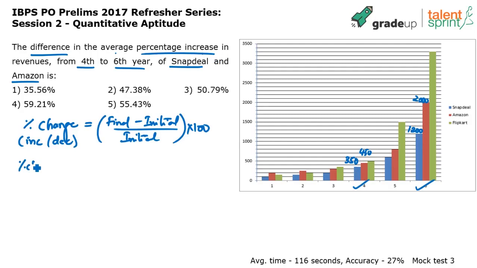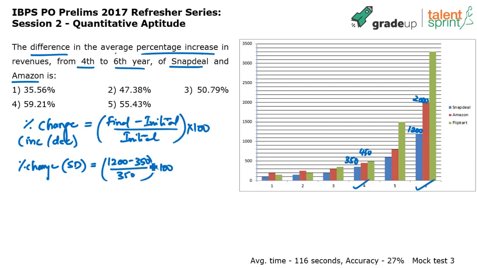Percentage change for, let's say, Snapdeal. Right, how much is the percentage change for Snapdeal? Final value is 1200 minus 350. 1200 minus 350 divided by 350 into 100. I think it is here where you need to cut down a few steps, right? I mean, you should not be writing this. Now, I am putting it up so that you can follow how we have arrived at the answer. But you should know that it is 1200 minus 350 by 350. So 1200 minus 350 is how much? 1200 minus 350 is 850, right?